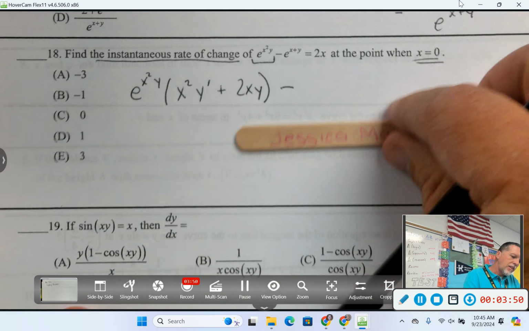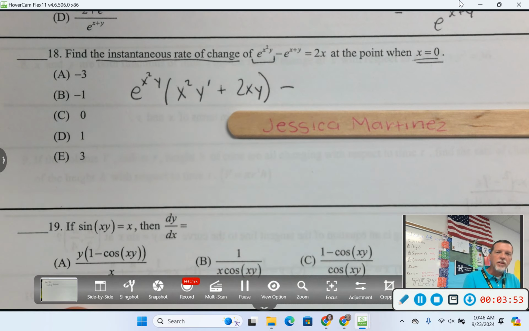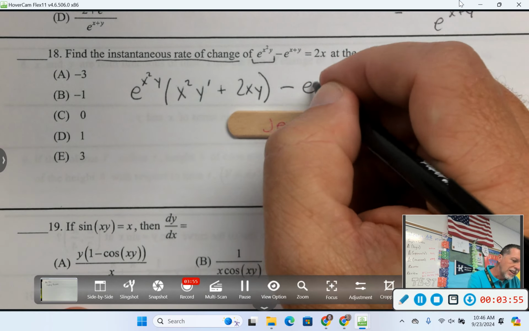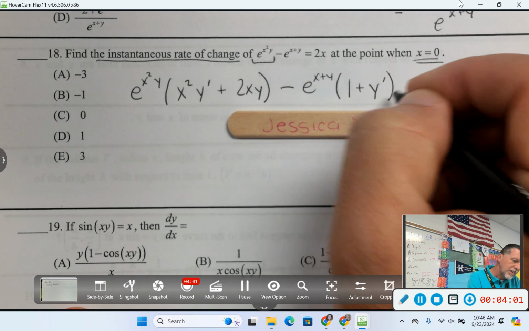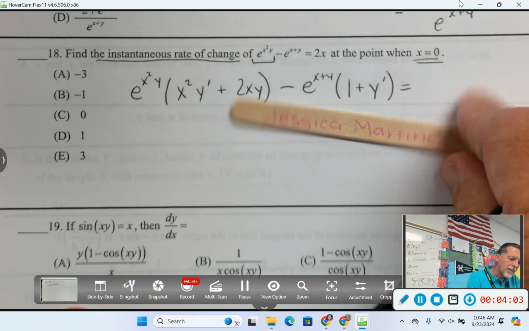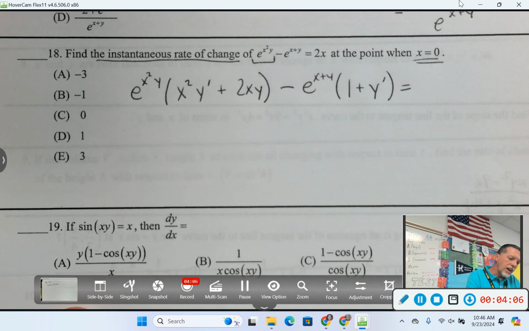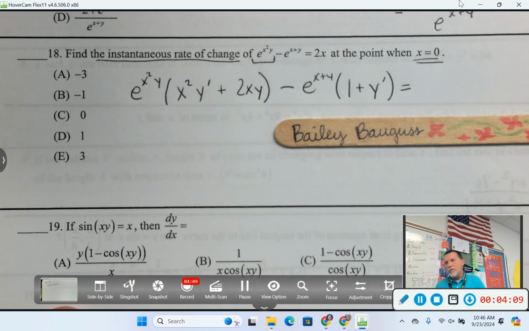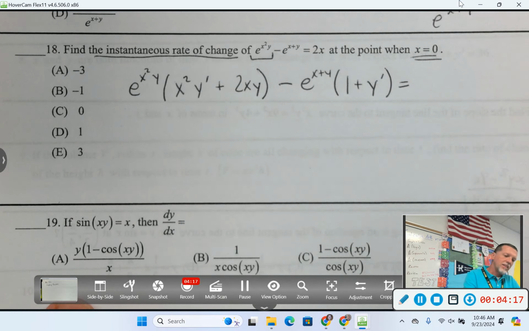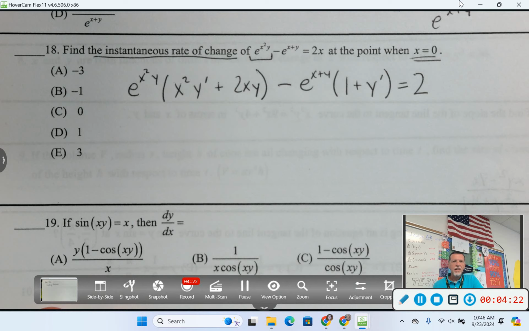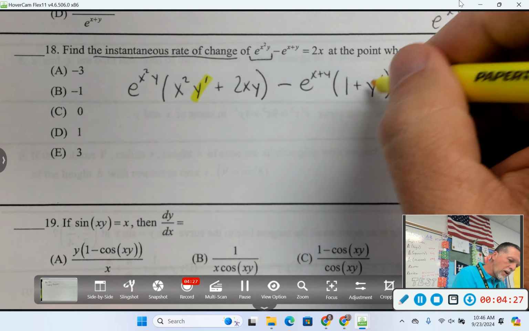Minus, Jessica, how about the derivative of e to the x plus y? Very nice. So already this is going to be an algebra mess. And then don't forget about the other side. That's a famous mistake. Get so focused on the hard side of the problem that you forget about what's supposed to be the easy side. Bailey, how about the derivative of 2x? 2. Ugh, yuck. So there's y prime and there's y prime.